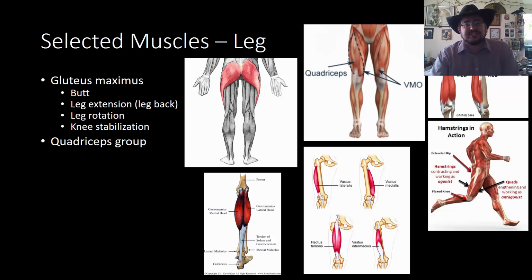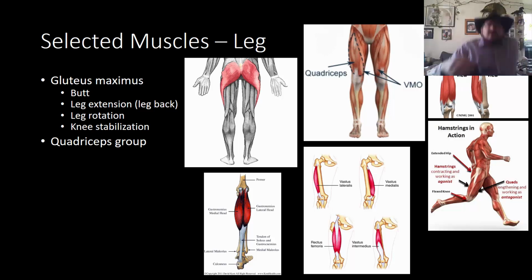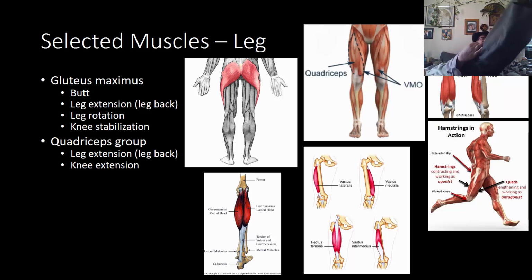Next up is the quadriceps group. Quadriceps are on the front of your femur. This whole muscle group is the quadriceps. There's actually a group of muscles in there, but I'm not going to make you learn each and every one. But it helps with leg extension, pulling your leg back, and it helps with knee extension. You know, kick.